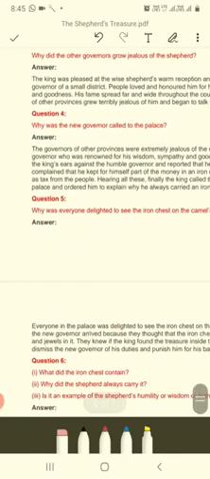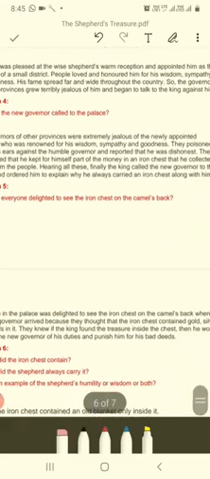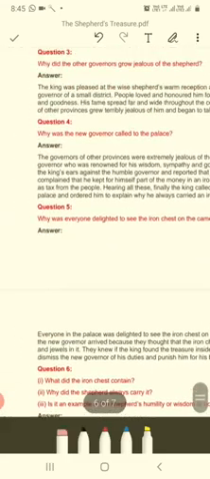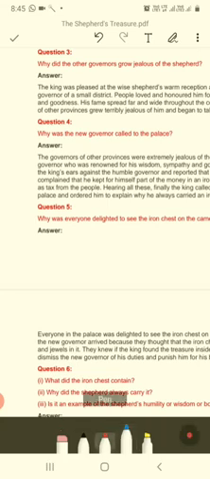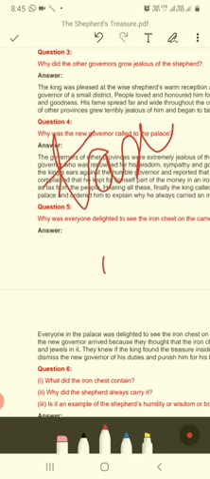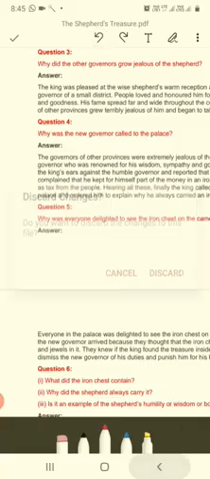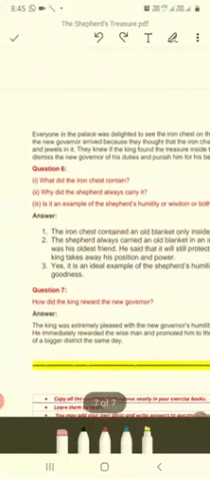Question number 5: Why was everyone delighted to see the iron chest on the camel's back? Because they thought now the time had arrived for the governor to get exposed. They thought he was dishonest and used to save part of the tax he collected from people in the chest, and now he would be exposed and dismissed from his position. So they were getting very excited for that, which of course wasn't true.